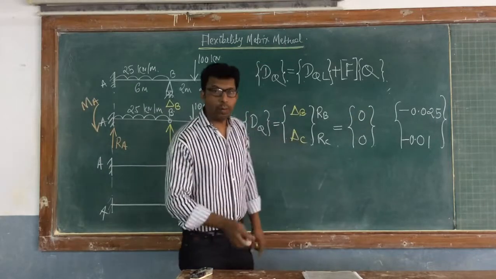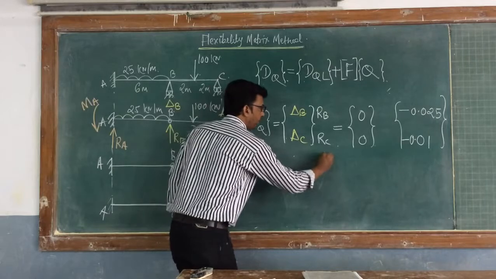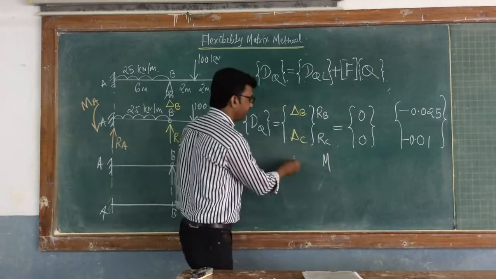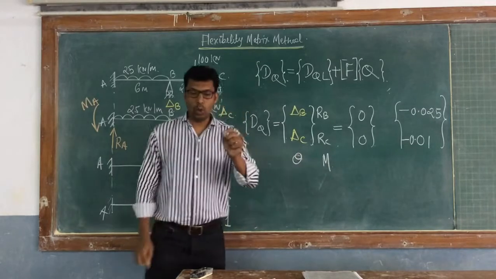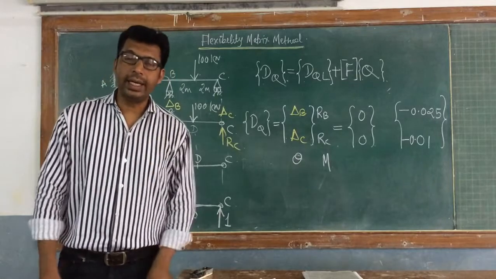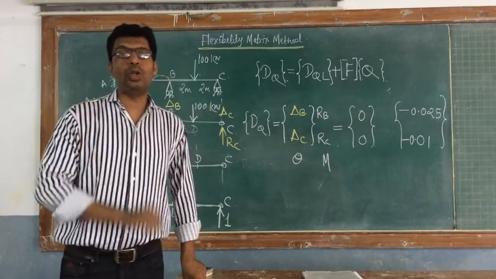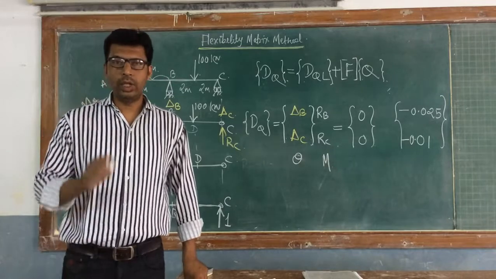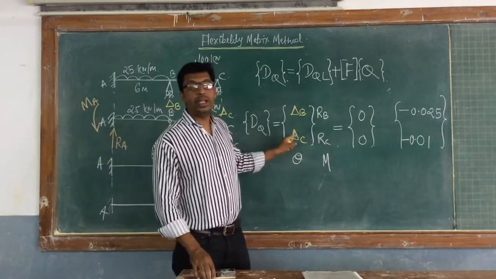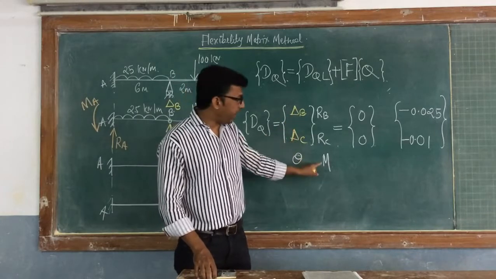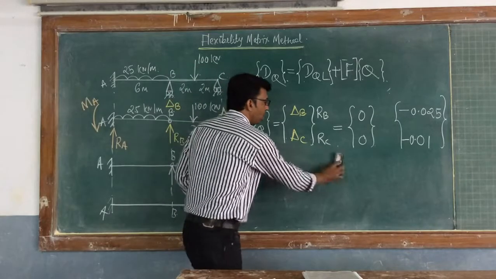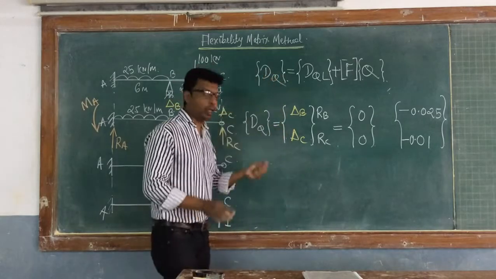But if your unknown is moment, corresponding displacement is rotation. So we have to see whether there is any rotation given in the original structure. Okay, so please make a note of this. If unknowns are reactions, corresponding displacements are vertical displacements. If unknown is moment, corresponding displacement is rotation. So this is the first vector, dq.